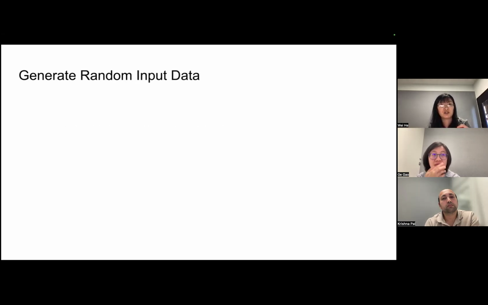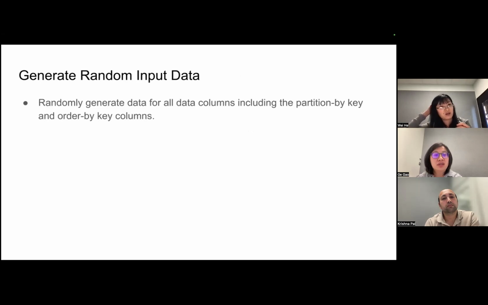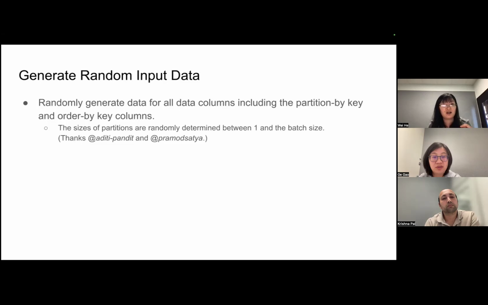Then we need to generate the random input data. We randomly generate the data for all the data columns, including the partition by keys and order by keys. We use the vector fuzzer to do it. There is special handling for the partition by keys. We make sure that the size of the partitions is randomly determined between 1 and the batch size, so that some of the partitions can have multiple rows. This is to ensure that the calculation is not trivial.